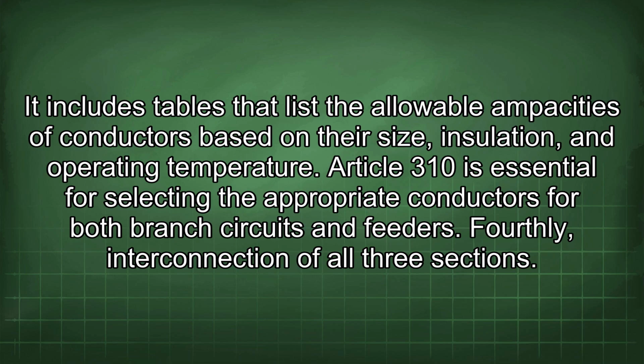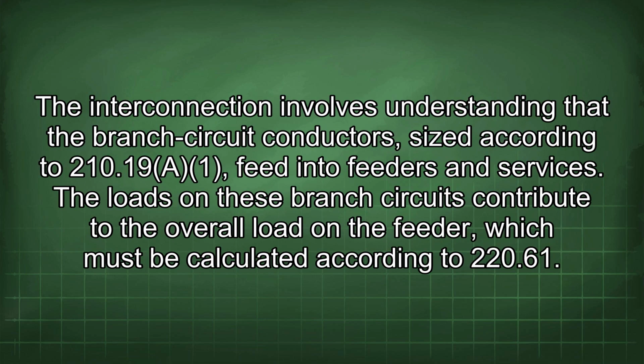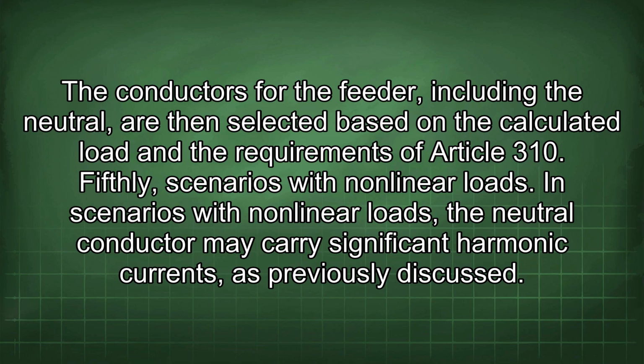Fourthly, interconnection of all three sections. The interconnection involves understanding that the branch circuit conductors sized according to 210.19(A) feed into feeders and services. The loads on these branch circuits contribute to the overall load on the feeder, which must be calculated according to 220.61. The conductors for the feeder, including the neutral, are then selected based on the calculated load and the requirements of Article 310.